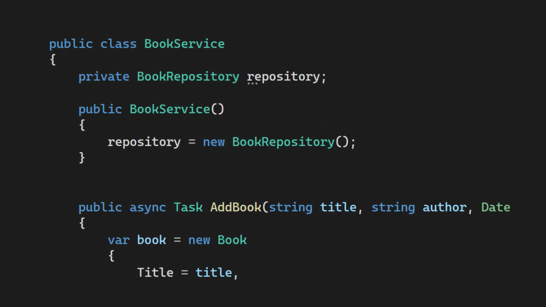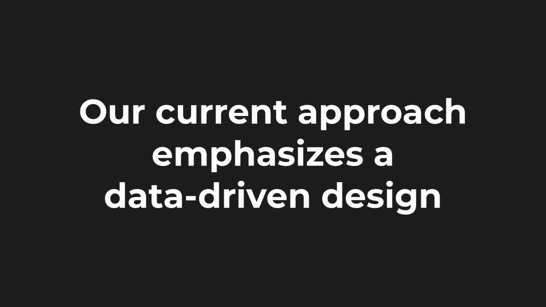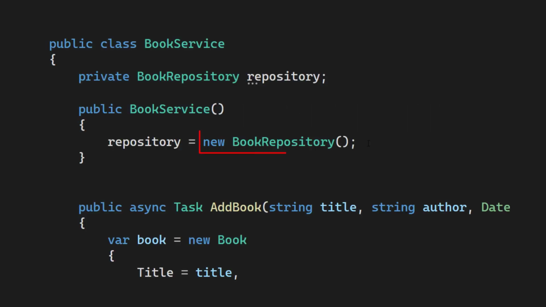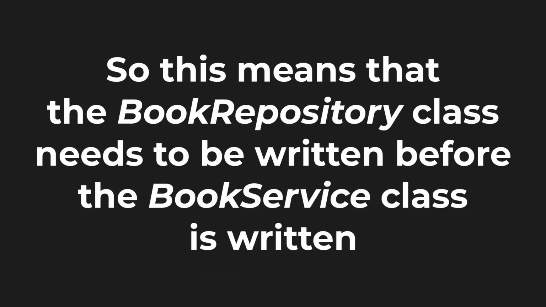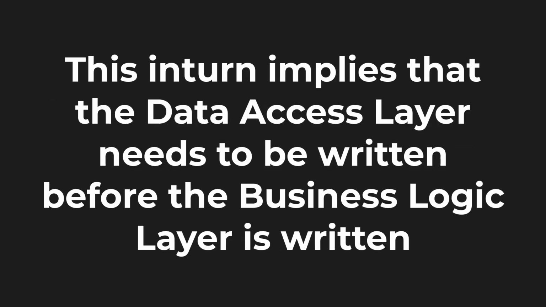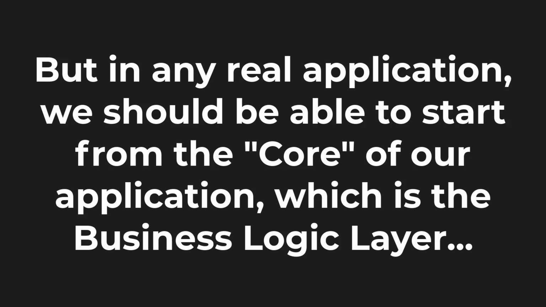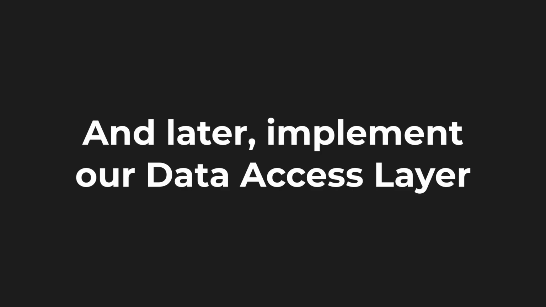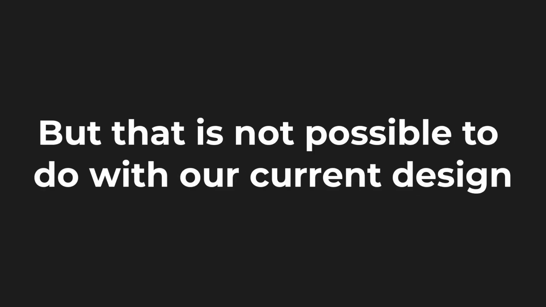Next, our current approach emphasizes a data-driven design. The book service class creates an instance of book repository. So this means that the book repository class needs to be written before the book service class is written. This in turn implies that the data access layer, which contains the book repository class, needs to be written before the business logic layer is written. But in any real application, we should be able to start from the core of our application, which is the business logic layer, and then later implement our data access layer. But that is not possible to do with our current design.